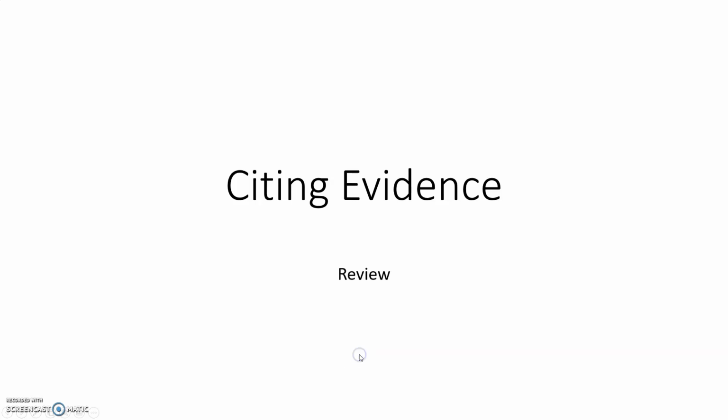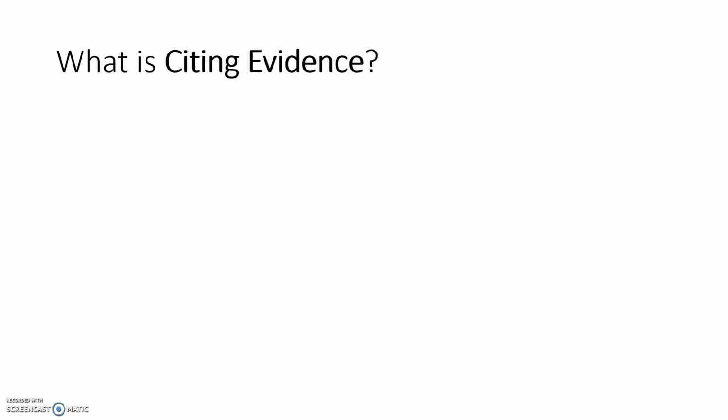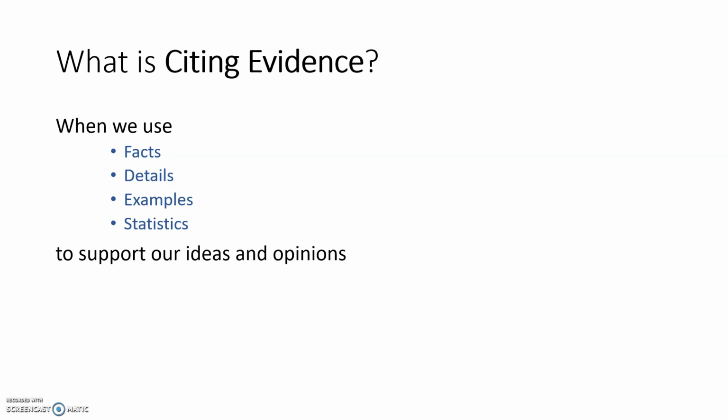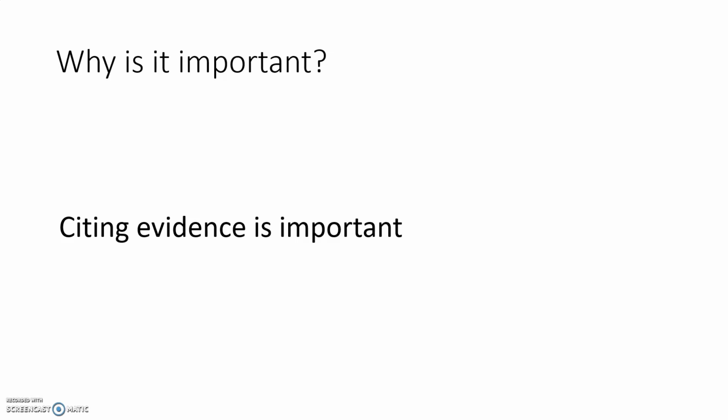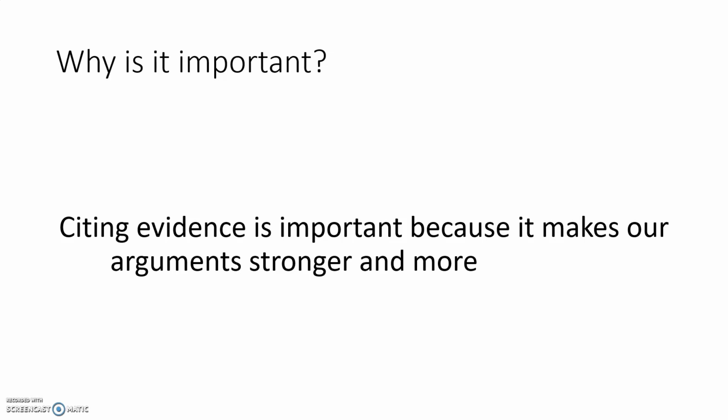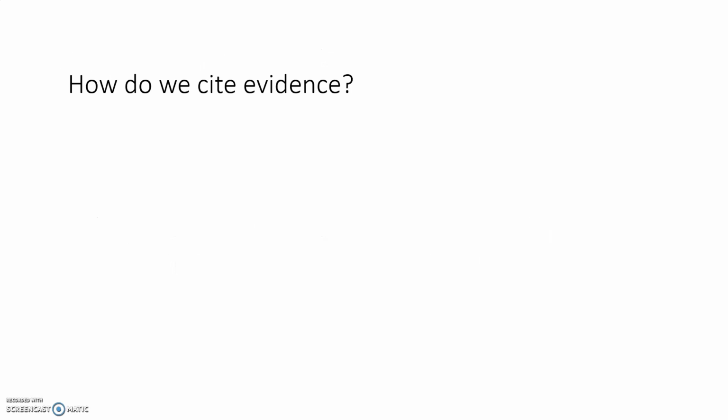Hi students, today we're going to talk about citing evidence. Hopefully this will be more of a review. So what is citing evidence? Citing evidence is when we use facts, details, examples, and statistics that we read from a text to support our own ideas and opinions. Why is this important? Well, citing evidence is important because it makes our own arguments stronger and more believable.